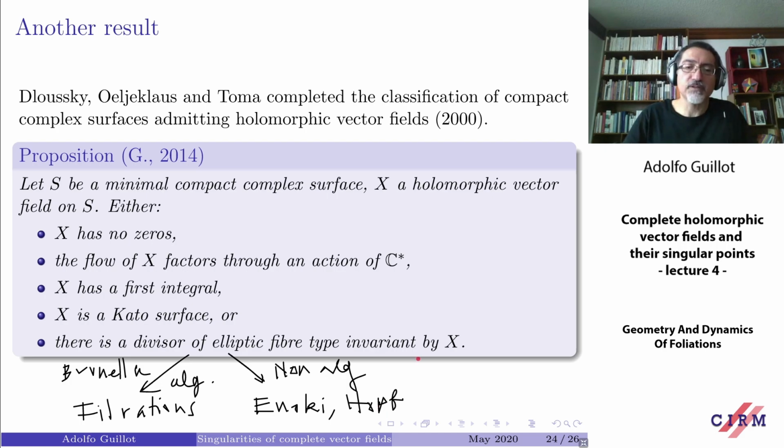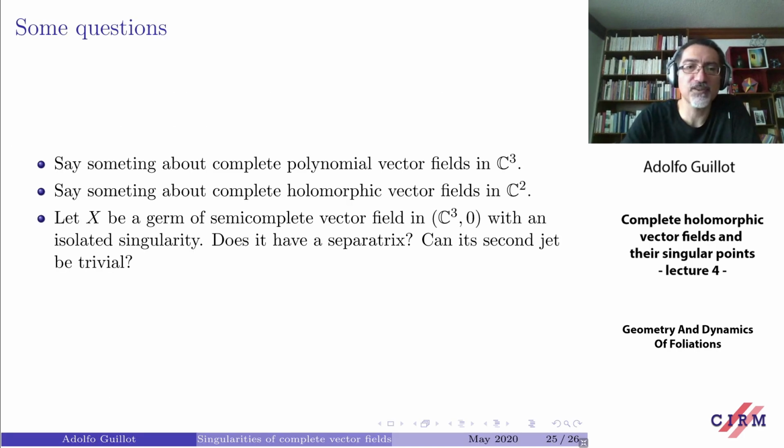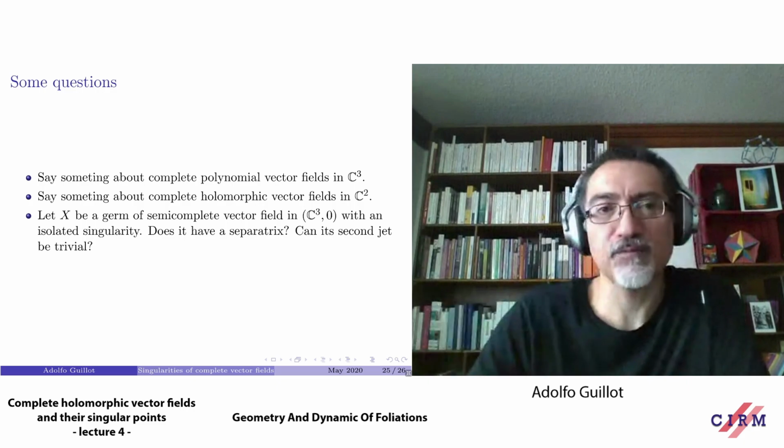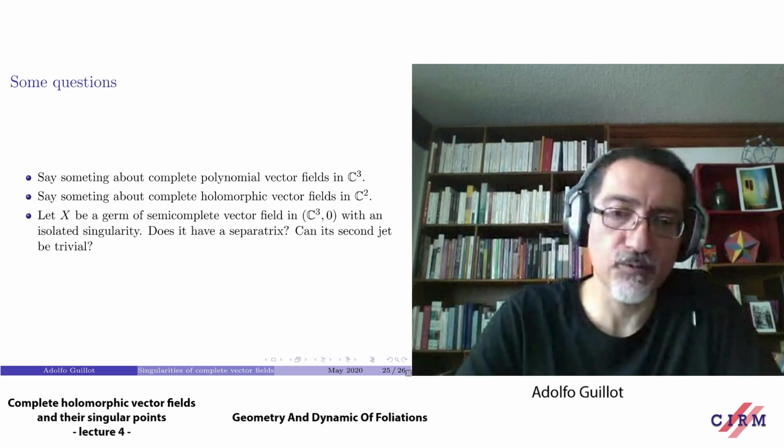So I won't tell you much about this statement. This statement, except for the Kato surfaces, really follows by doing these combinatorics. But I just want to show you that these local methods allow you to go from Stein surfaces to compact surfaces and so on. Okay, so I am approaching the end of this series of lectures, and let me just finish with some questions.